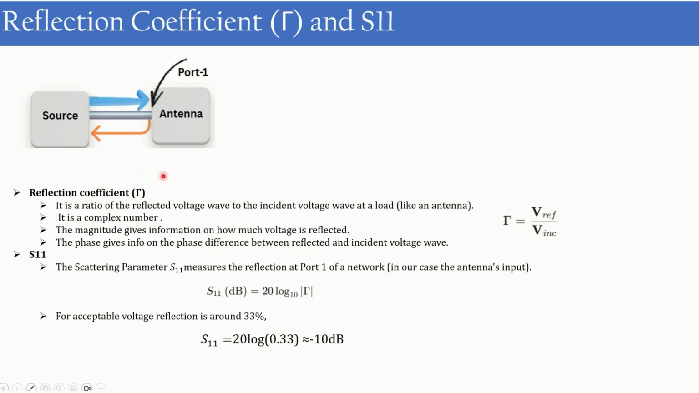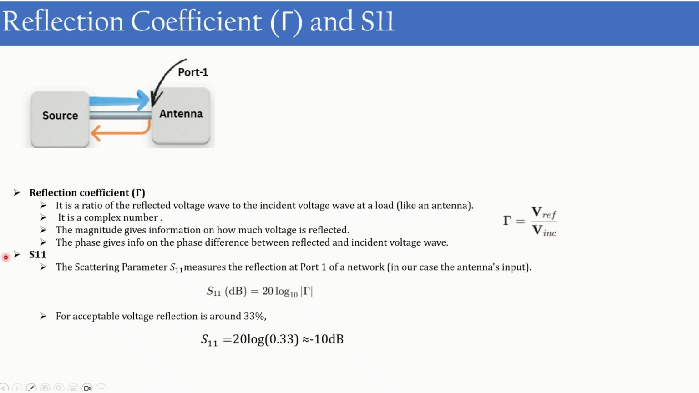So considering this scenario, the reflection coefficient is defined as the ratio of the reflected power to the incident power. This reflection coefficient is represented by this symbol, and it is always a constant number. So it will have some magnitude and phase. The magnitude gives an indication of the magnitude of the reflected power with respect to the incident power, and the phase gives information about the phase difference between the reflected voltage and the incident voltage.